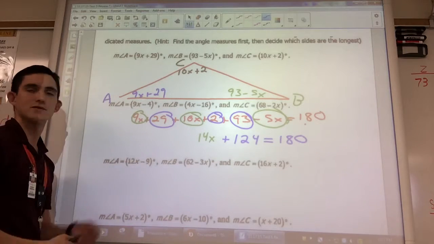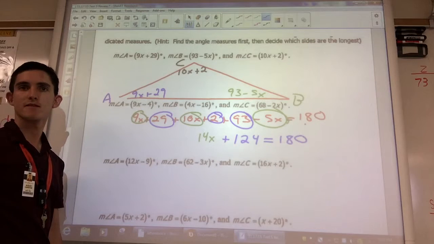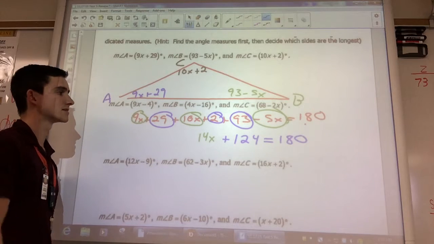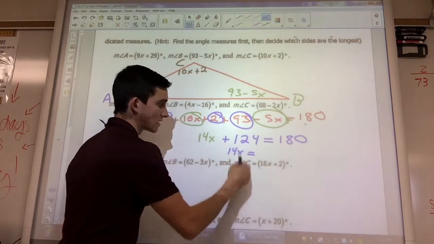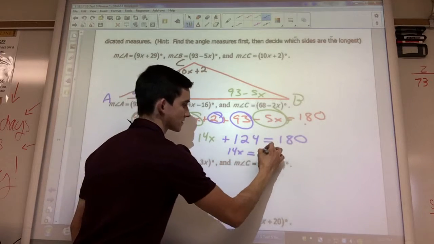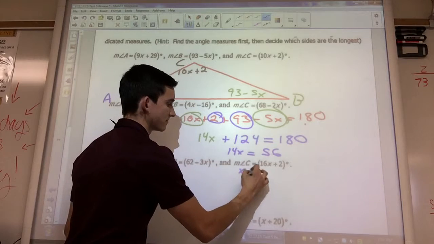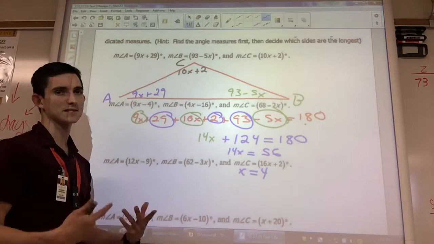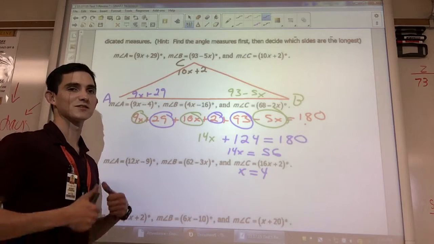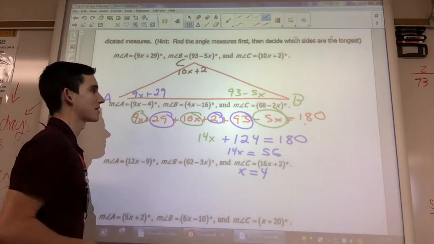I just combined all like terms. From here, it's easy. Subtract 124. So I have 14x equals 56. Divide by 14. Anybody know? 4. Yep, x equals 4. And because I got something solid, my confidence goes up just a little bit. Feeling good. I think I did all that right.